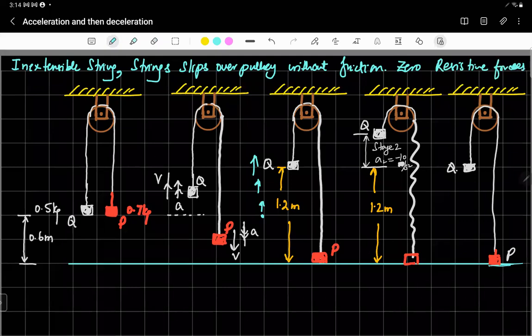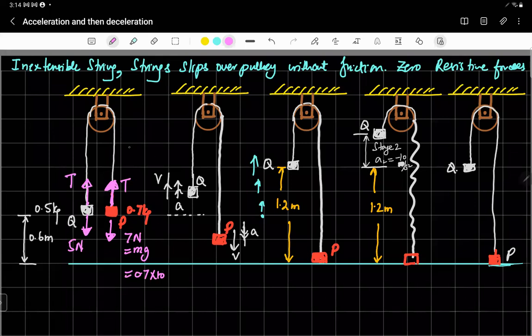Now let us see what kind of forces are acting on both. In the case of mass P, the weight is 7 Newton in the downward direction. I've calculated it by applying the formula mg: 0.7 kg times 10, I get 7 Newton. And the tension of the string is acting in the upward direction. The forces are shown with the purple color. The weight of Q is 5 Newton, and the tension T is acting in the upward direction.